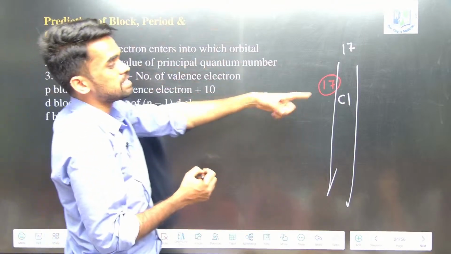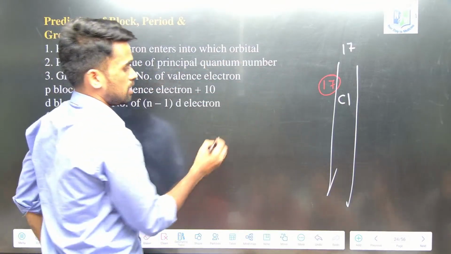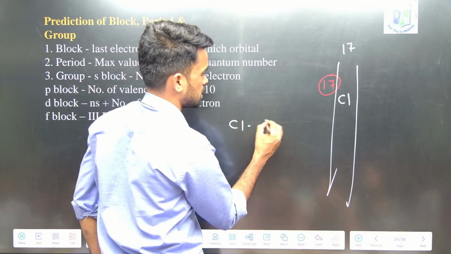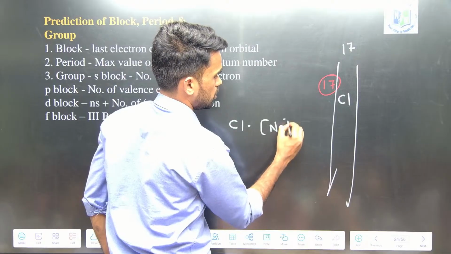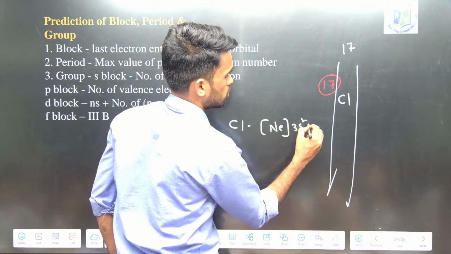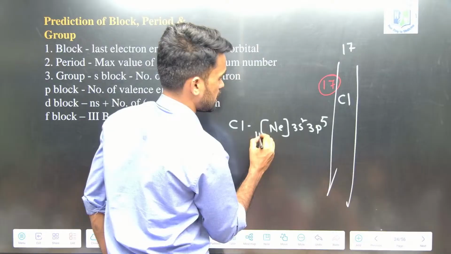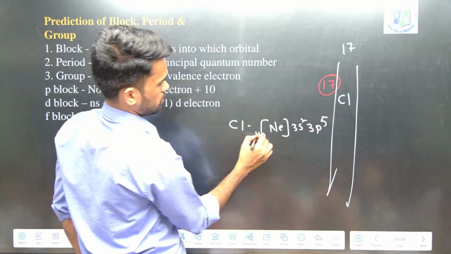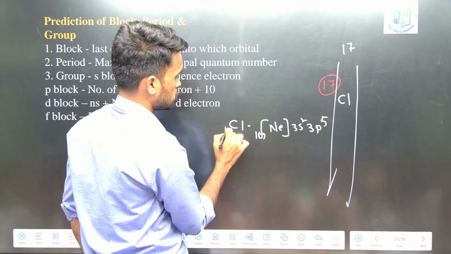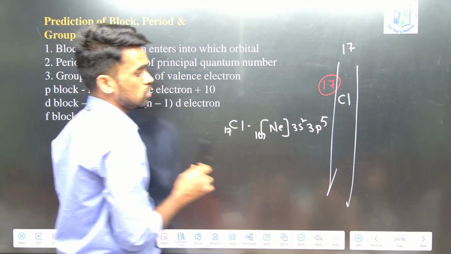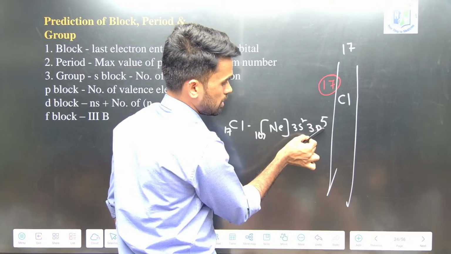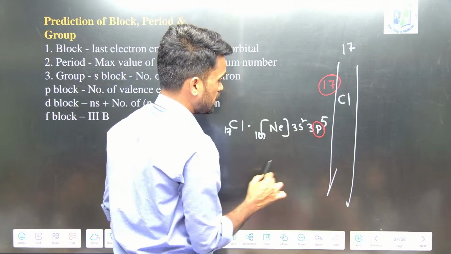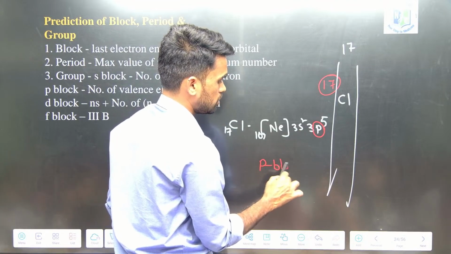See, write its electronic configuration exactly. Like 1s2, 2s2, 2p6, next 3s2, 3p5. So this is 10 plus 5 plus 2, 7, 17. This is 10 plus 7, 17 is over. So the element atomic number is 17 right now. So what is the last, the last electron entering into which subshell? P. So it is a P block element.